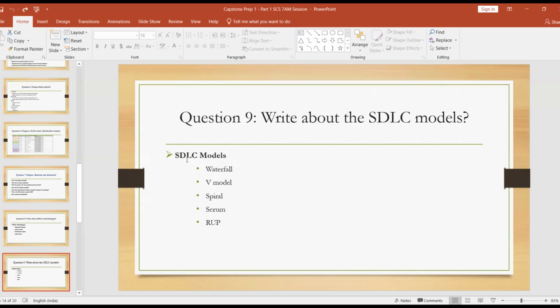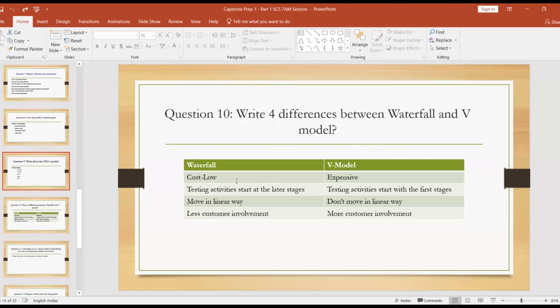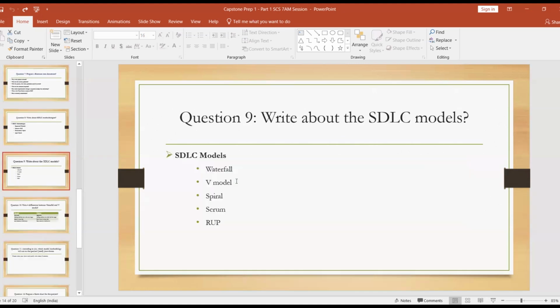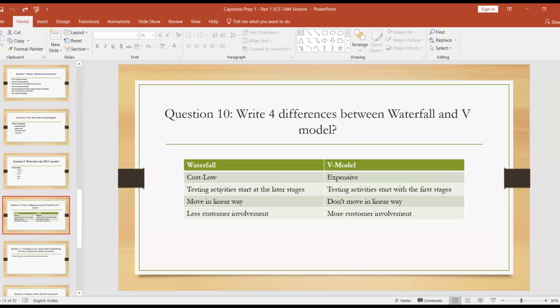Under the models, we have the waterfall model, V model, spiral, Scrum, and RUP. You have to elaborate these models as well, and try to understand the differences between the models and the methodologies. The 10th question is to write 4 differences between waterfall and V model.